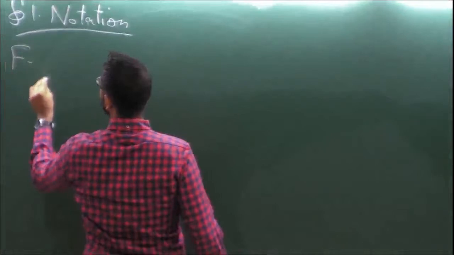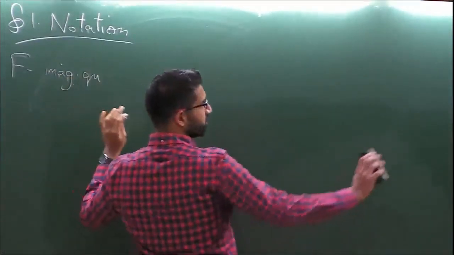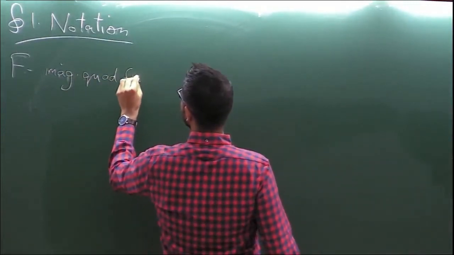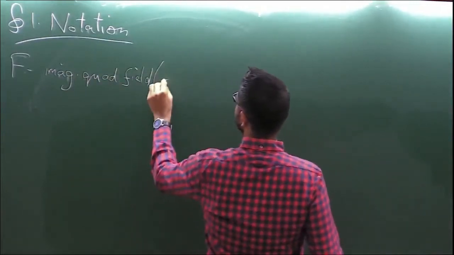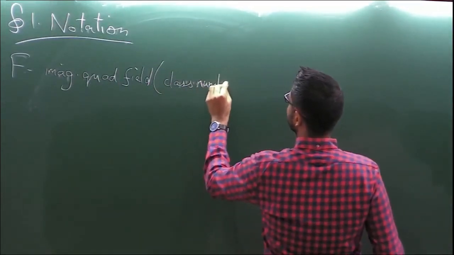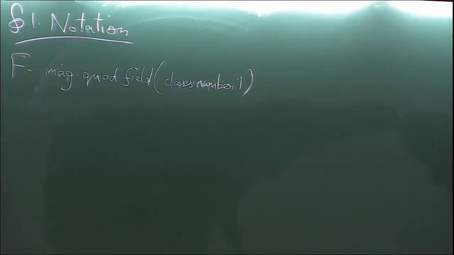So F will be an imaginary quadratic field. Some of the notation will overlap with this introduction. So let's say class number 1. There are about 9 choices. This is just for ease of notation.